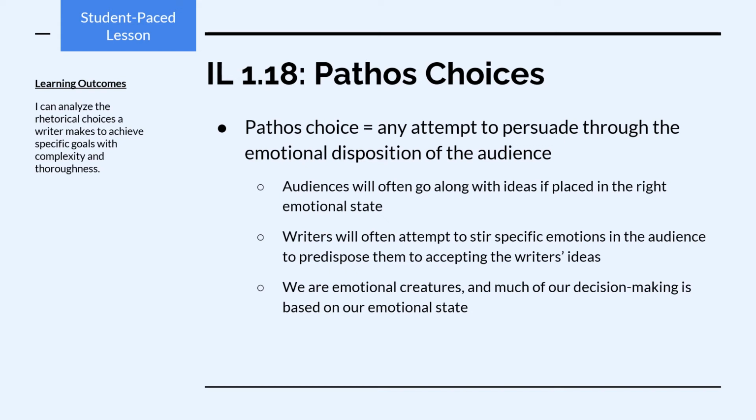Finally, let's take a look at pathos strategies or pathos choices. A pathos choice is any attempt to persuade through the emotional disposition of the audience. Pathos choices work because audiences will often go along with ideas if they are placed in the right emotional state. So, writers will often attempt to stir specific emotions in the audience to predispose them to accepting the writer's ideas. We are, after all, emotional creatures, and much of our decision making is based on our emotional states.